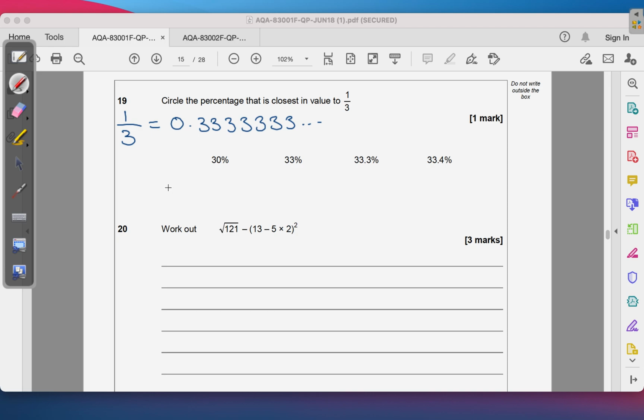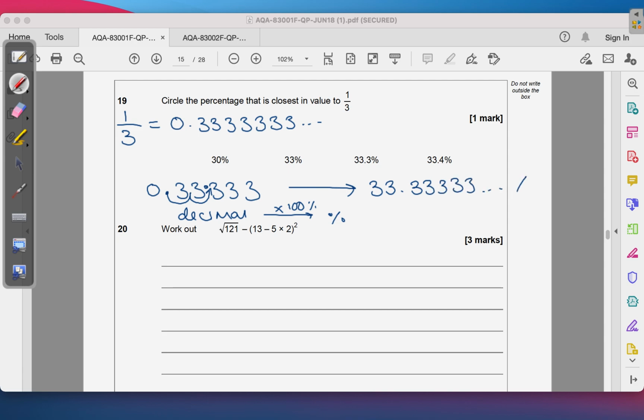So if we want to convert from a decimal into a percentage, we have to multiply by 100 and put a percentage sign, that's important. If we times by 100, we move the decimal point 2 places to the right. So this becomes 33.33333 dot dot dot percent. That's our answer, that's a third as a percentage.